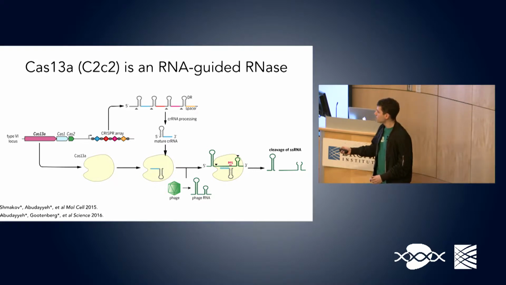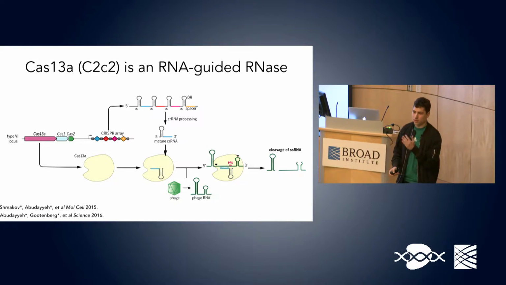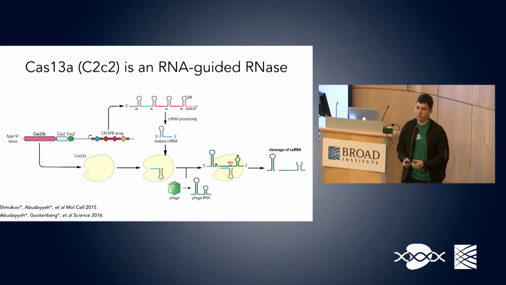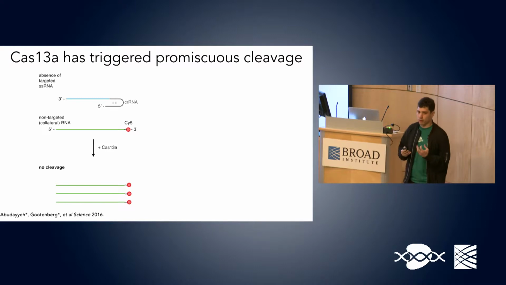So this is your generalized type 6A array, where Cas13a is expressed, and the CRISPR array is also expressed. It's processed, as Alex showed, by Cas13a itself into mature crRNAs, which are loaded into Cas13a, then used to target invading phage RNA, either perhaps from RNA phages or from DNA phages, leading to cleavage. So you can think of it as quite similar to Cas9 to a first extent. But of course, there are caveats.